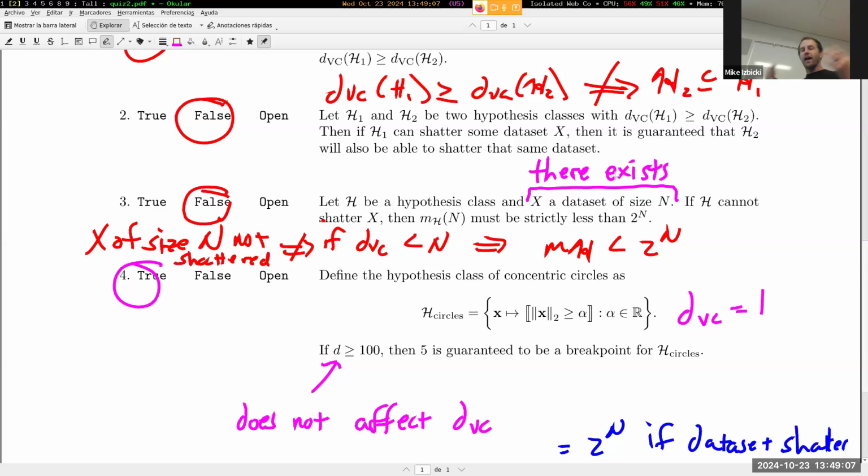So yes, there are other notions of complexity that we are not talking about that are not like this worst case notion of complexity, but the VC dimension is this worst case notion of complexity.